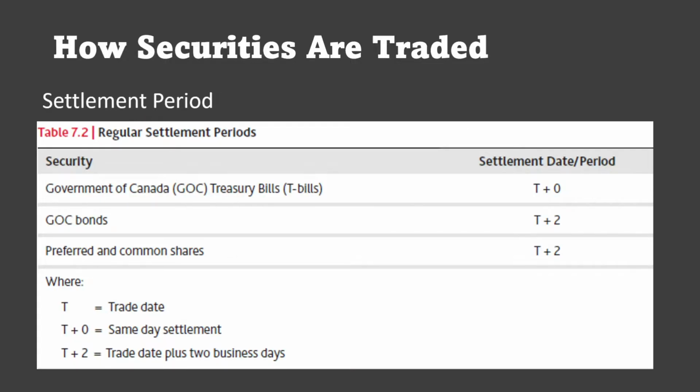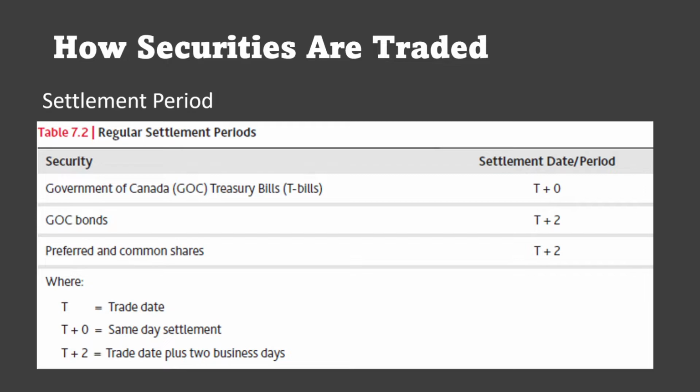Now, how are securities traded? There are settlement periods with stock trades and bonds. For Government of Canada T-bills, the trade settles on the same day. T is the trade date. So say you bought a Government of Canada T-bill today, that trade settles on the exact same day.